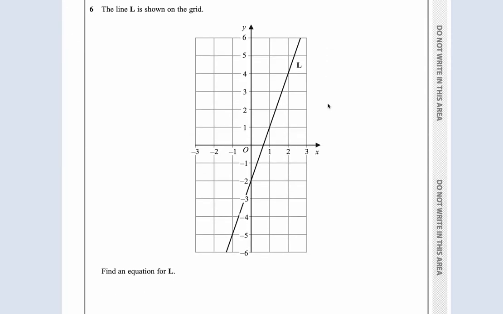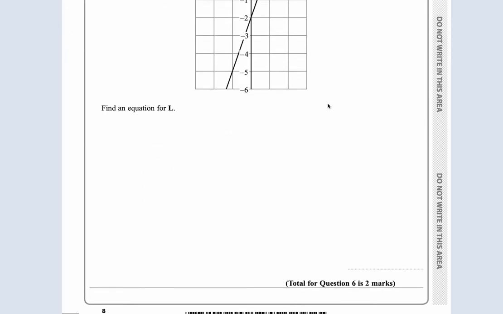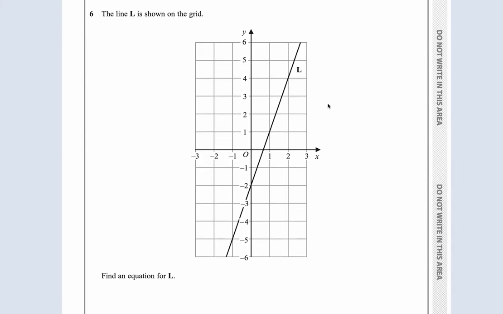Question 6. This is it, just 2 marks, guys. This is a nice, easy question. We just need the equation of the line. So we need m, which is the gradient. Now the gradient, guys, is my rise over run. Pick 2 points where the line hits the point. And what is my run? Well, it's 1 for every 3 boxes. So my rise over run is 3 over 1. Hence, my gradient is 3.